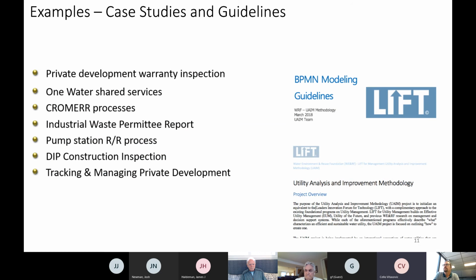You will see that on the project from UAM, we inherited guidelines that Mike has prepared. So a document that's about 30 pages that goes into detail, provides examples and so forth. Yeah, I don't want to run out of time here because I have to go do BPMN training in a moment. But let's go to the next slide.